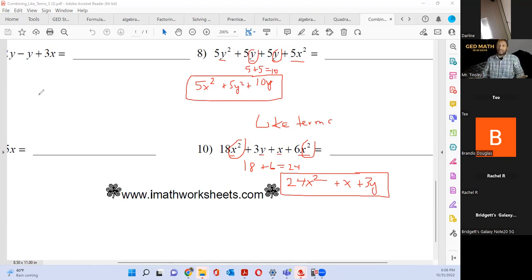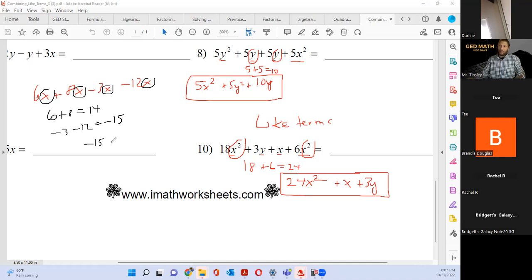Say for example I had 6x plus 8x minus 3x minus 12x. When you look at all those terms, they share a variable. They all have x, so I can combine the coefficients. 6 plus 8 is 14, and then minus 3 minus 12 is minus 15. So we combine them: minus 15 plus 14 is minus 1. So all of this reduces to minus x. So remember, you look at those variables.